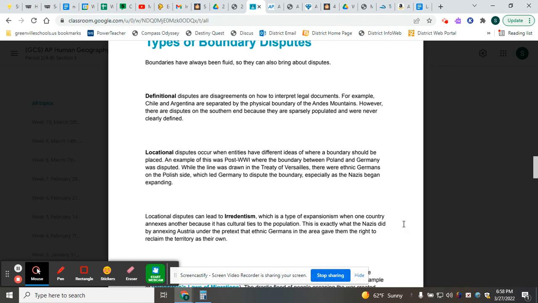Definitional boundary disputes, these are disagreements on how to interpret legal documents. For example, Chile and Argentina are separated by the physical boundary of the Andes Mountains. However, there are disputes on the southern end because they are sparsely populated and were never clearly defined.